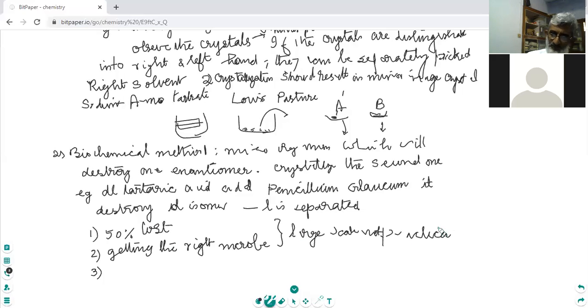Now the third method is the most important method, which is known as the chemical method of separation. So mechanical method, biochemical method, and now you have the chemical method.